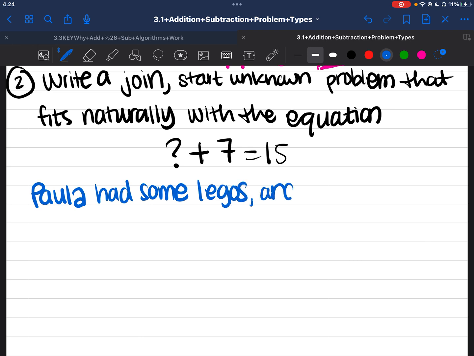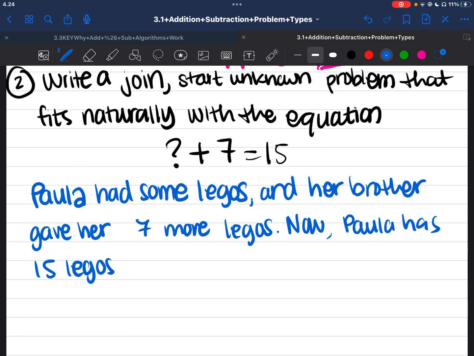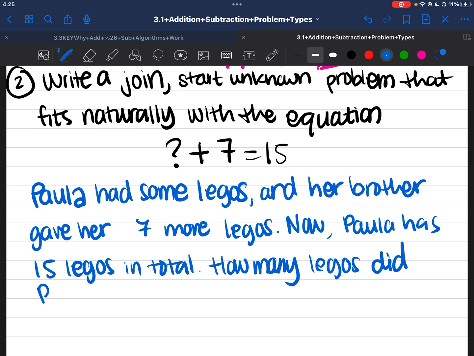And her brother gave her 7 more Legos. And now Paula has 15 Legos in total. How many Legos did Paula have at first?